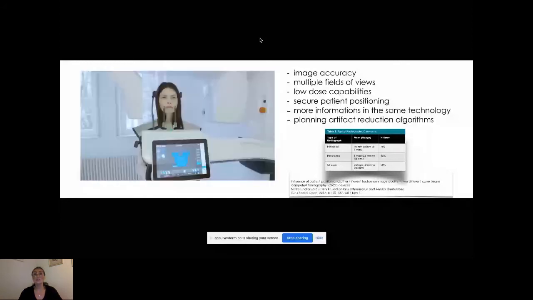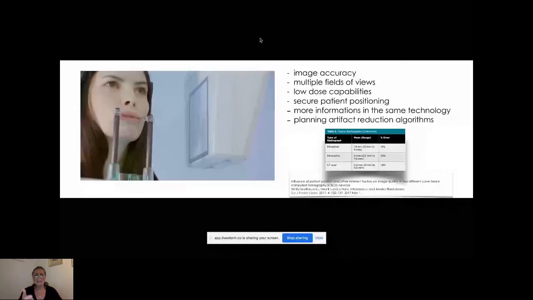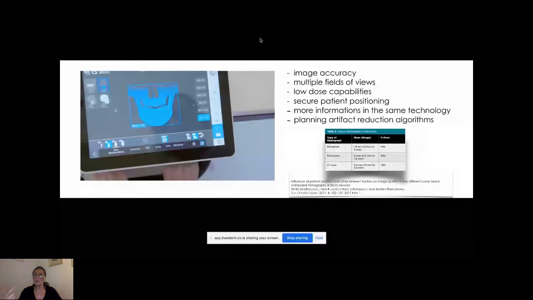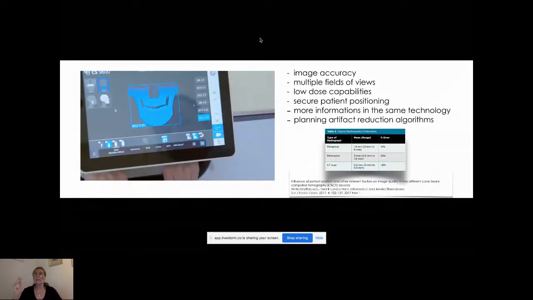And in the choice of those technologies, we need to take care about some criteria. To take a technology which offers image accuracy, multiple fields of view, and low dose capabilities, but is also, and we see the technology coming, offering a 3D picture with the X-ray dose of a 2D picture. So this is coming. In the future, we will really work only 3D.